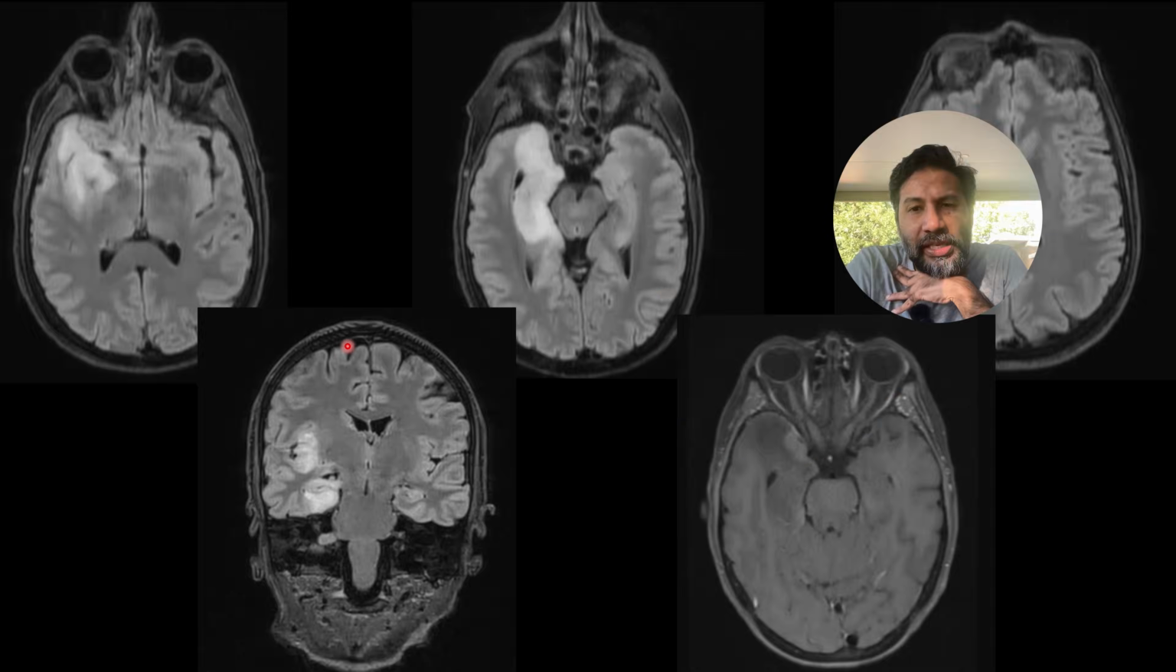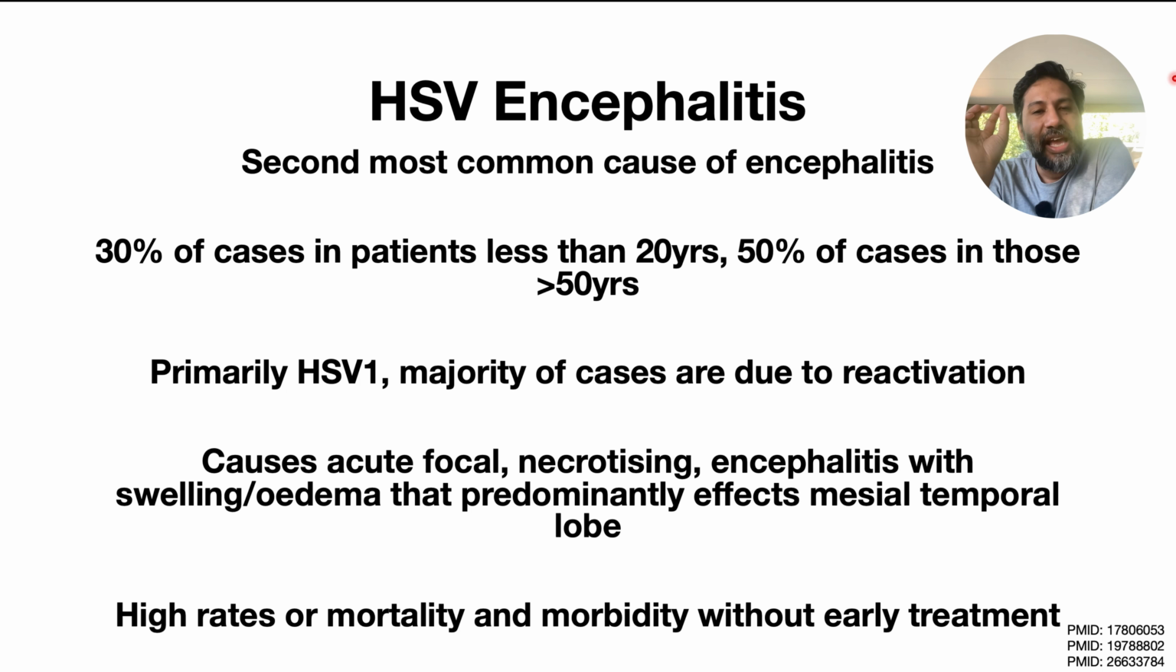Now, the LP is negative. What does that mean? Let's explain them. HSV encephalitis is the second most common cause of encephalitis, the first being Japanese viral encephalitis, but it's the most common cause of what we would say is sporadic encephalitis, whereas Japanese viral encephalitis is being transmitted by mosquitoes, etc. This is sporadic. It happens regardless of spreading it to someone else. 50% are greater than the age of 50, whereas 30% are less than 20. So we think about it as bimodal.